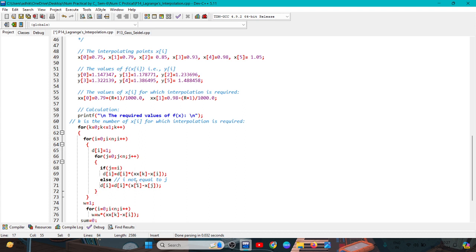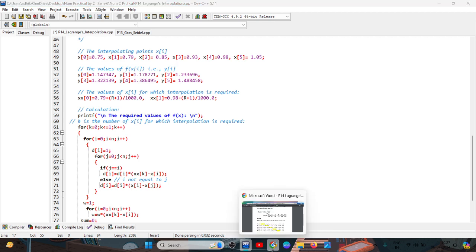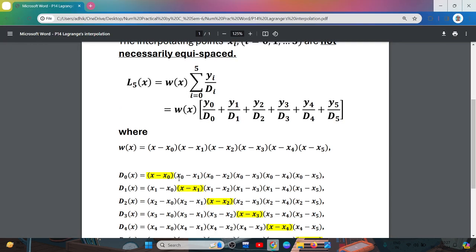Else, if i is not equal to j, then di equals di times xi minus xj. In the next loop, j equals 1, so j is not equal to i because i equals 0 here. So we enter the else branch, and d0 equals x minus x0 times the previous value of d0, which is x minus x0 times x0 minus x1. So this is the d value, x minus x0 times x0 minus x1.